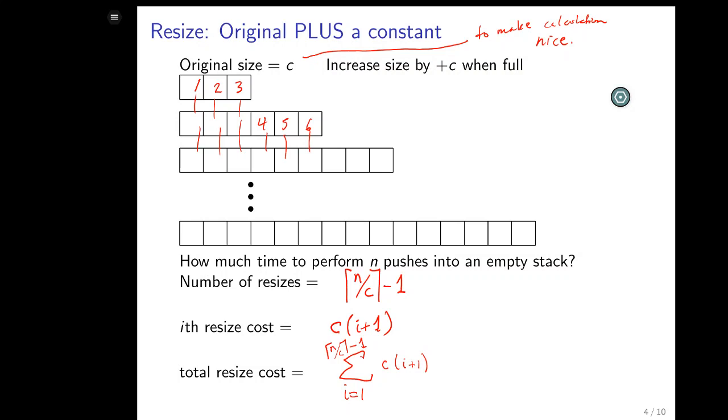So as a function of n, this is some function of n, and what is it asymptotically? N squared. Yeah, it's the sum of i going up to n over c. It's going to be something like n squared over c squared, something that's big omega of n squared. I have two questions. One, why did I write big omega? Two, is this good?